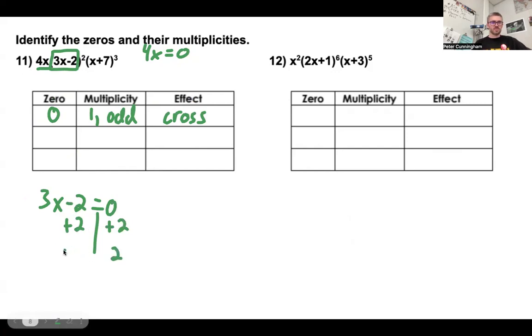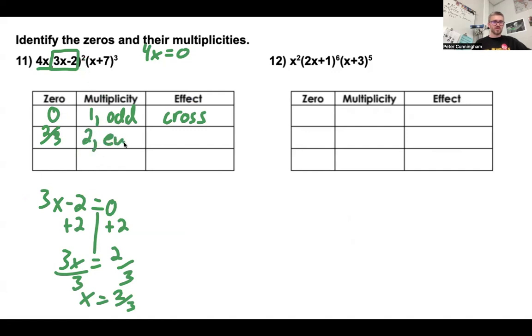So you got 3x equals 2. Divide by 3 on both sides. The other ones you can eyeball, but you can't eyeball a two-step equation. At least I can't. All right, so 2/3 is my 0. But Mr. Cunningham, that's a fraction. Fractions are numbers too. Multiplicity, the degree was 2, which is even, which means we will balance.